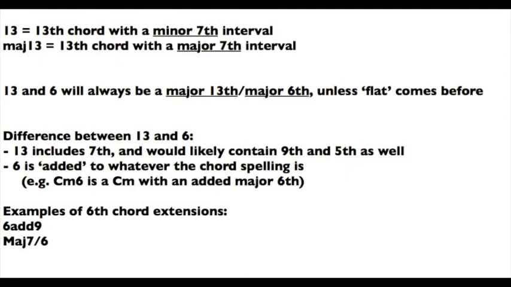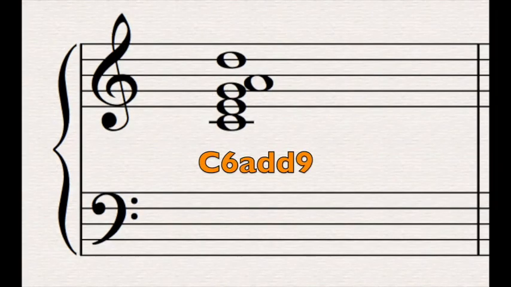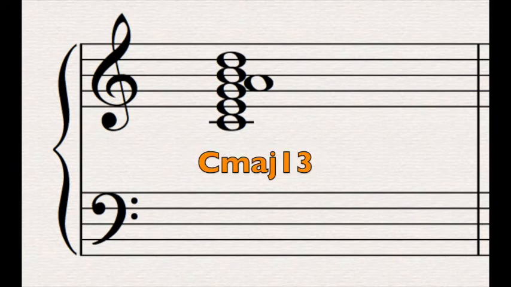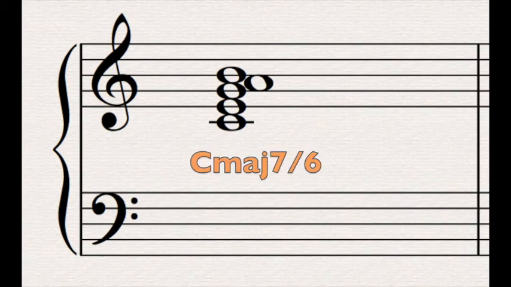Although these look daunting, they are fairly self-explanatory when you read them. C6 add 9 is a C major chord with a 6th and a 9th added. C major 7/6 is a C major chord with an added major 7th and a 6th. The only real difference between a C major 7/6 and a C major 13 is that a C major 13 can include the 9th, one of the more optional notes, whereas a C major 7/6 specifically does not include the 9th.